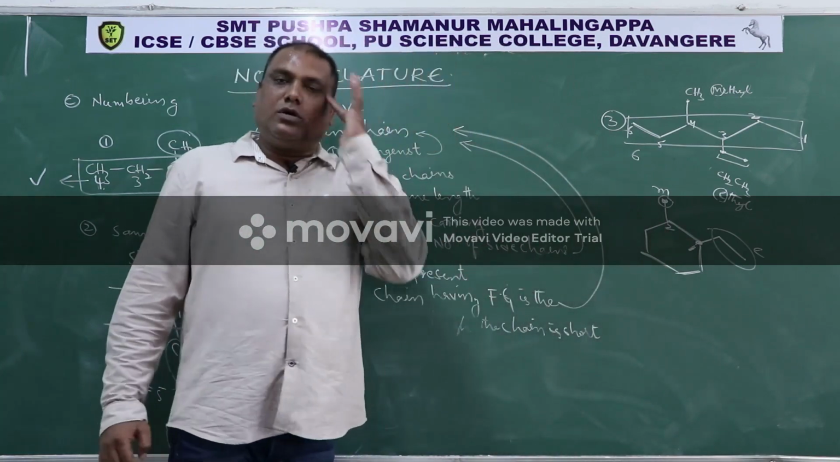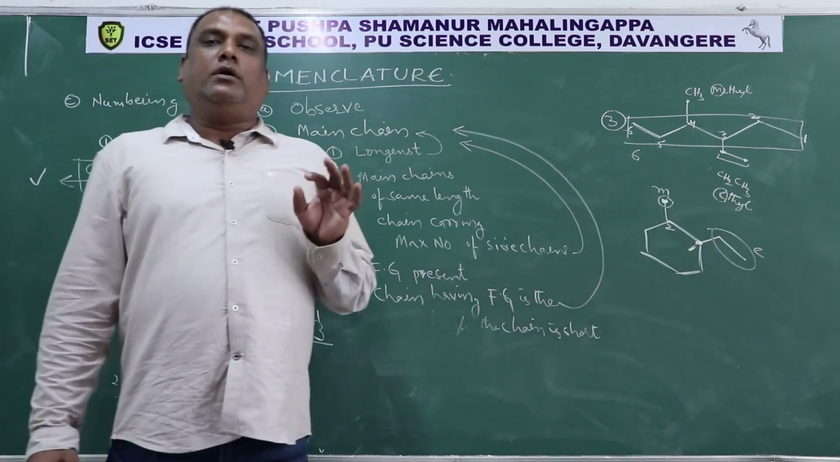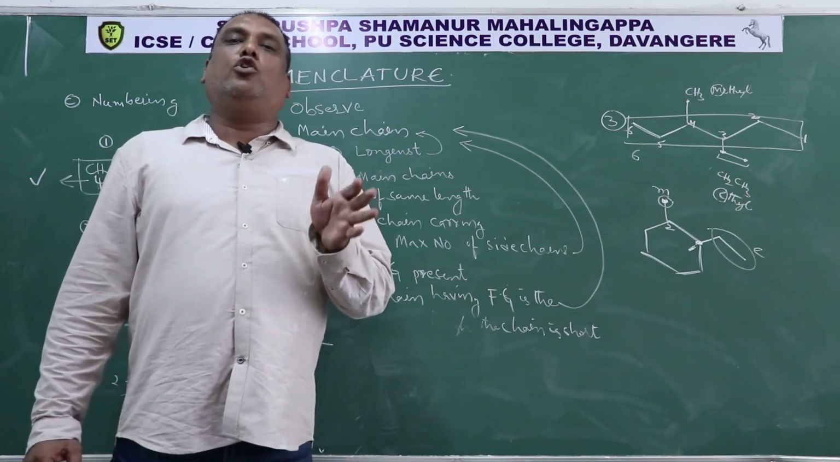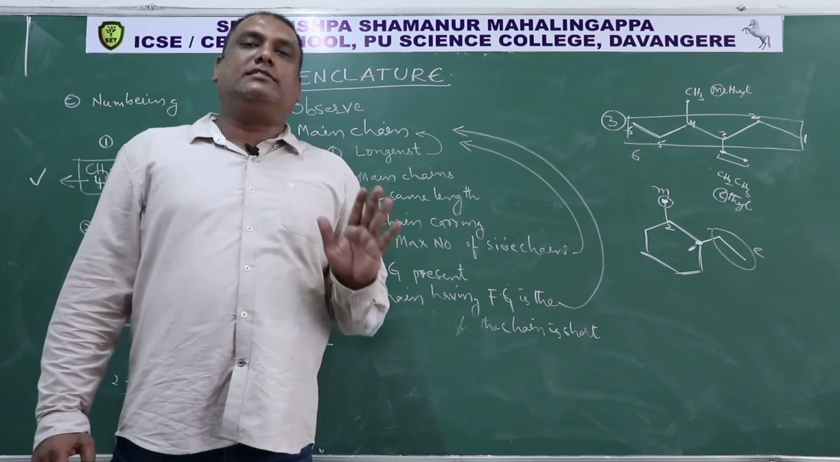Okay? So conclusion is what? Different types of side chains are there. The side chain with lower alphabet should get least number.